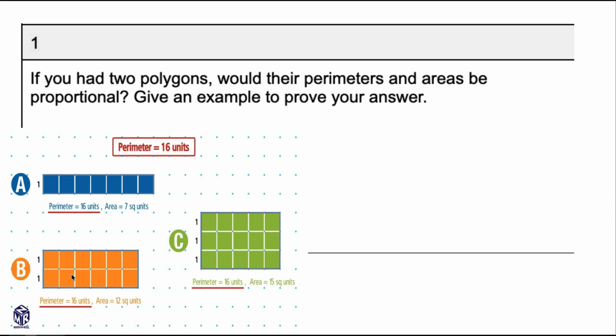All three of these shapes have 16 units as their perimeter. But as you can see on A, it has 1 times 7. So this area is 7 units and still has a perimeter of 16. And then B also down here has 6 times 2, which is 12 units as its area, and 16 as a perimeter. So as you can see, it's not always the same area if it has the same perimeter.